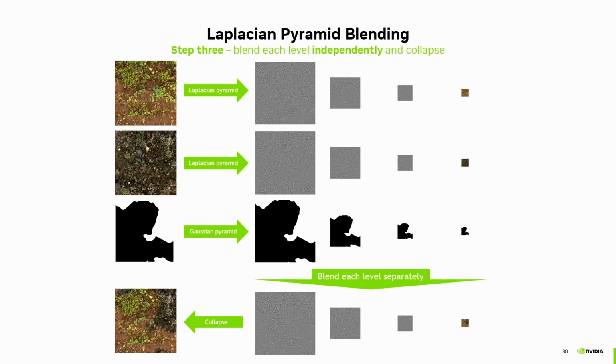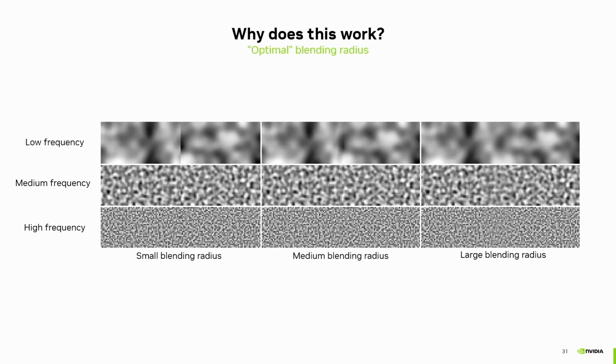To understand why it works, let's try to figure out what is the optimal blending radius. And what does it mean, optimal blending radius? So here are examples of bandpass filter: low frequency noise, medium frequency noise, and high frequency noise. And we have different blending radius, different harshness of transitions. And hopefully we can see this, I think it's already visible enough.